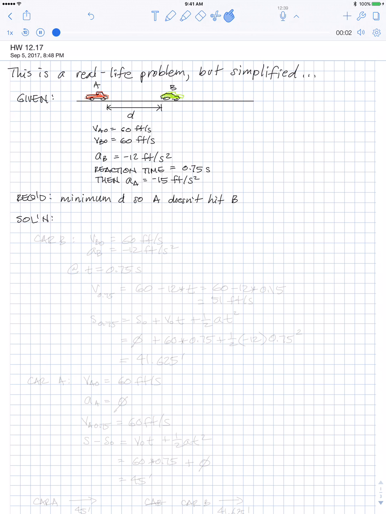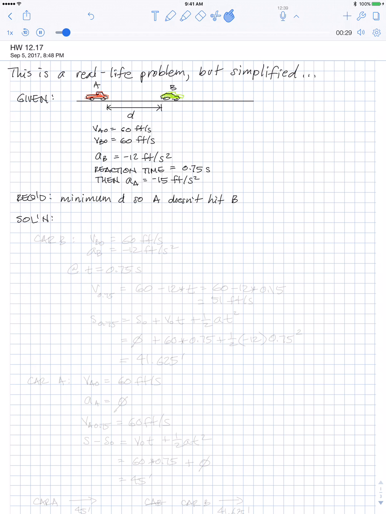This is a real problem. I saw a talk by one of our PhD students about car following, and it has to do with this distance d and how it changes with time. This is pretty simplified, but it'll give us a good idea of what's going on. So cars A and B are going at the same speed, and the car behind, car A, decelerates higher than the car in front, so they would never hit each other.